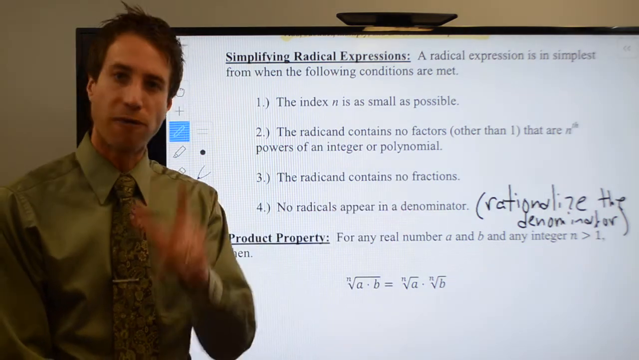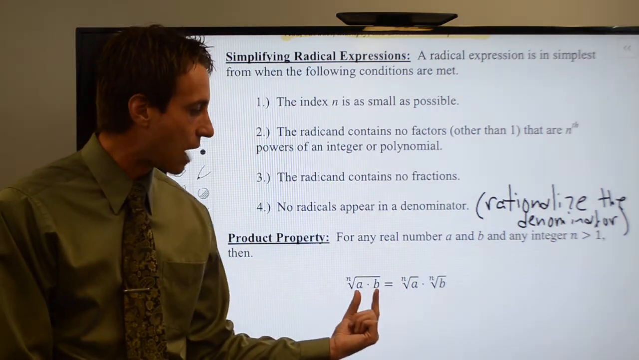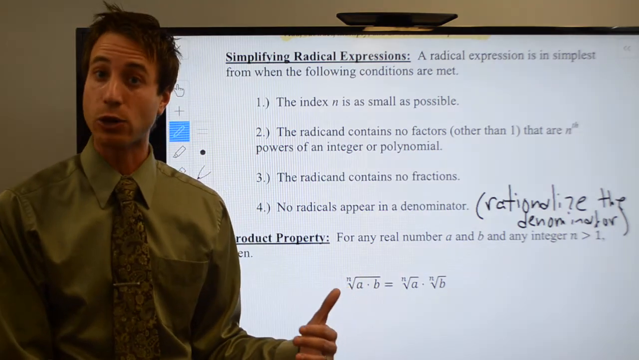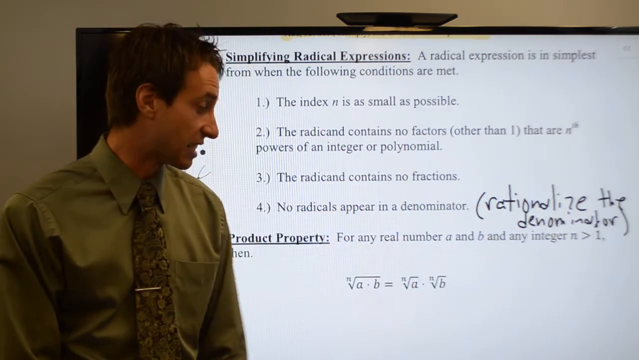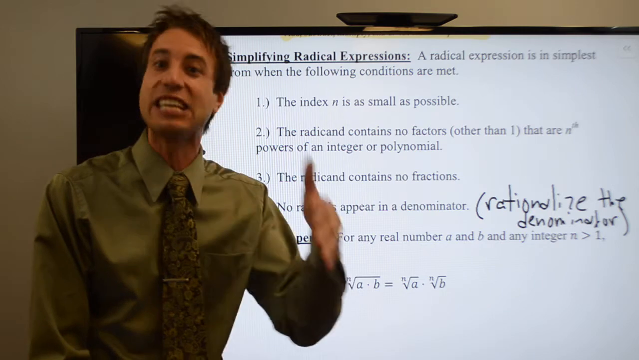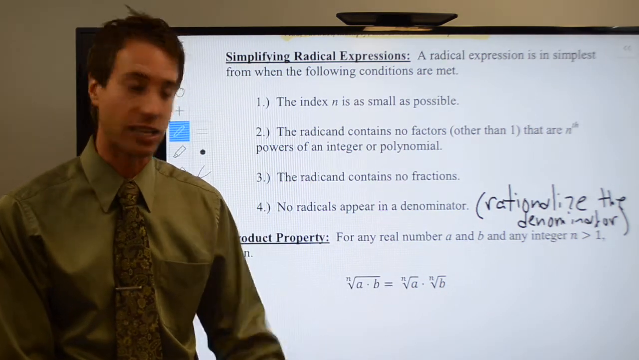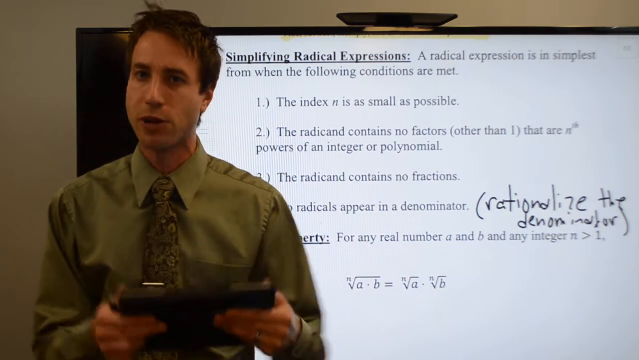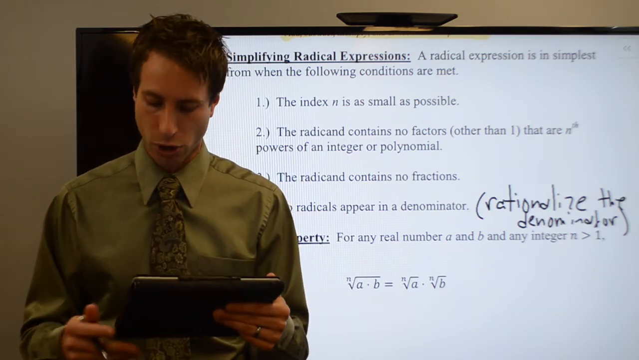Before we jump into simplifying a couple of these, I just want to remind you of the product property. If you have anything underneath a radical symbol that's multiplied, you can split those things up and take the nth root of each of those terms separately. So let's jump into simplifying, a little bit of review from the previous section, as well as beginning to look at some slightly more complicated ones.